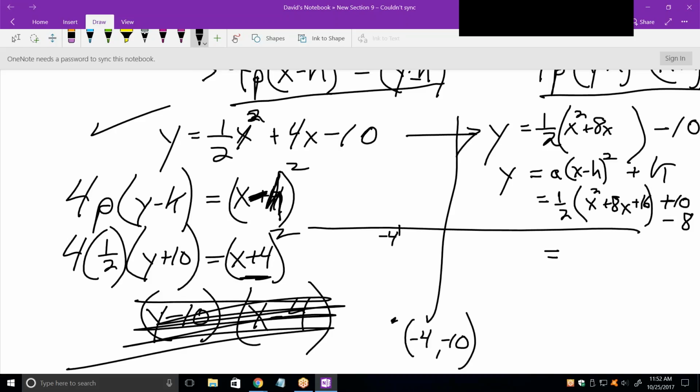And now we do get something different. It gives us a different vertex. That is something that I didn't realize until just now. Our vertex is at minus 4, 2. Not minus 4, 10. Okay, I see why.